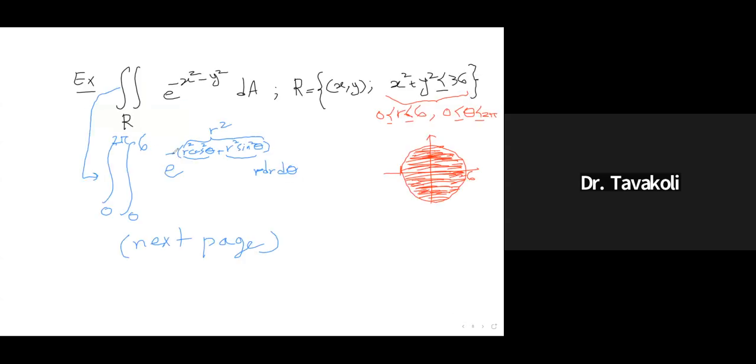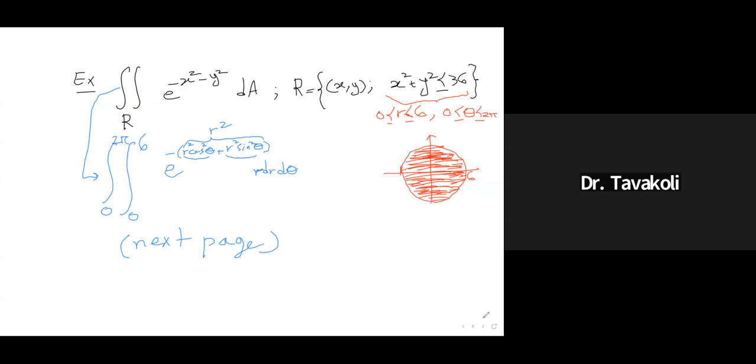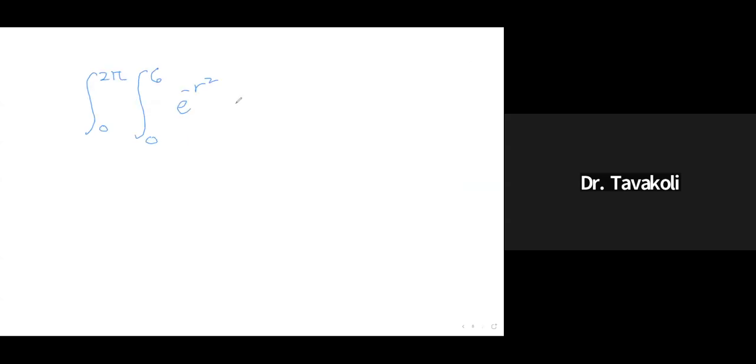So we are doing the integral from 0 to 2 pi. That is where the angle changes. And the distance from the origin is from 0 to 6. It is e to the power of negative r squared. And for that dA, we had r dr d theta.